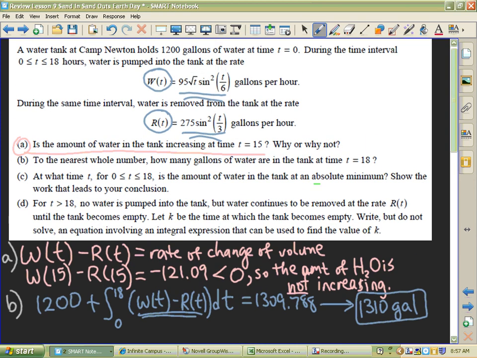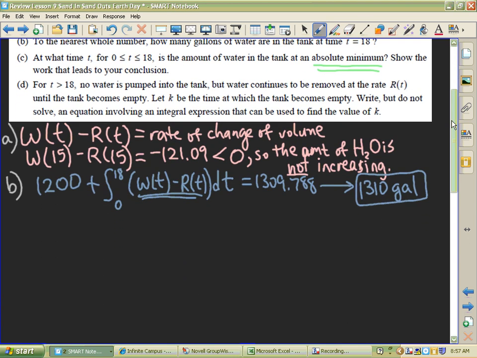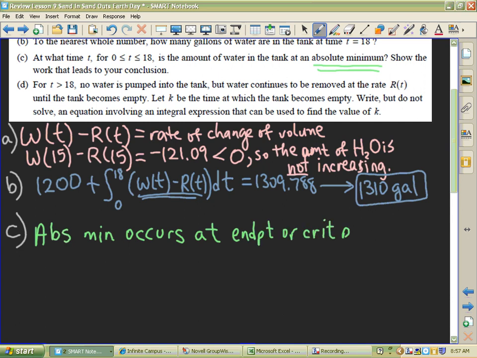Let's do this guy before we're done. Absolute min. This gives me an opportunity to remind myself and all the folks at home that an absolute min occurs at potentially 2 kinds of places. Where could an absolute min occur? At an endpoint or a critical point. An absolute min, and this is like the 3rd time in our review we've come upon this, occurs at an endpoint or a critical point.